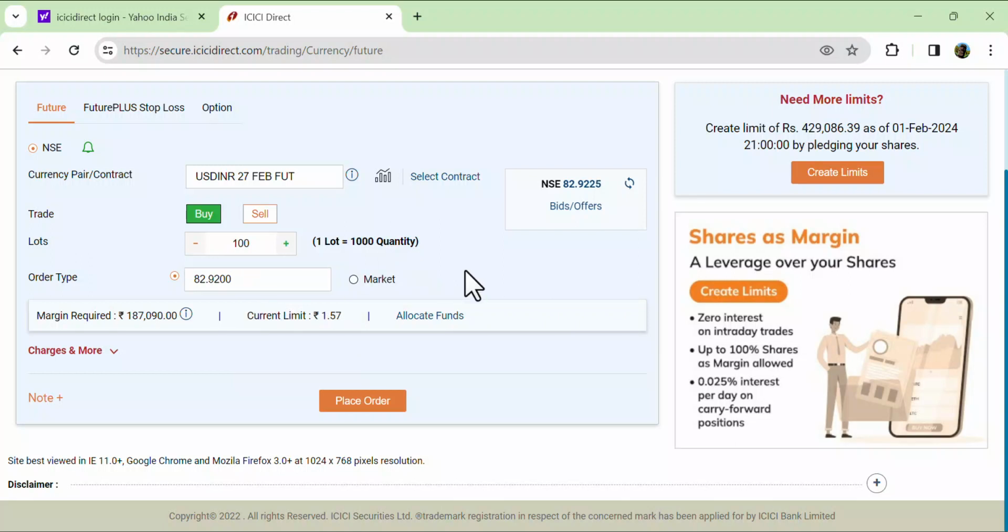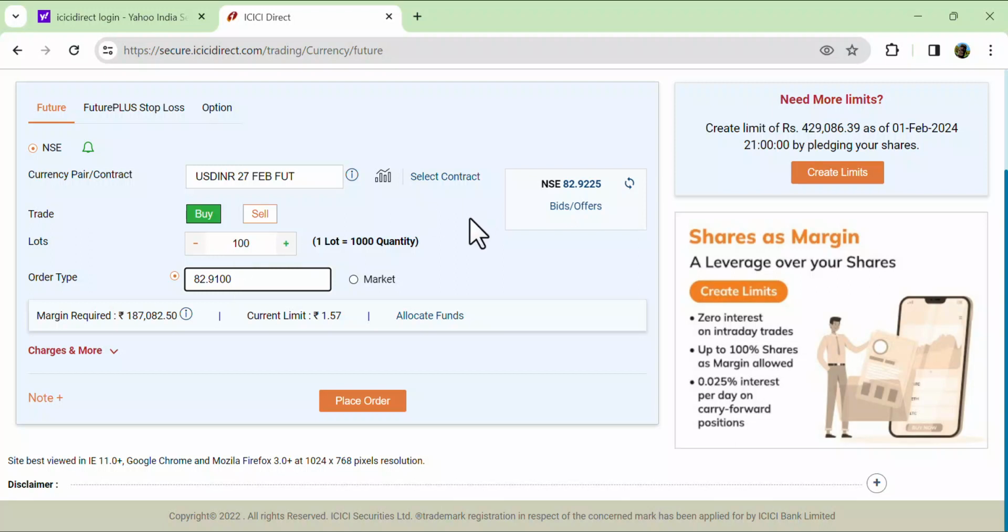Suppose I think the dollar is going to go down further. So I can even place the order at 91.00. I can put any price I want. If I think the price is going to fall further and the rupee is going to appreciate further, fine, based on my technical analysis.